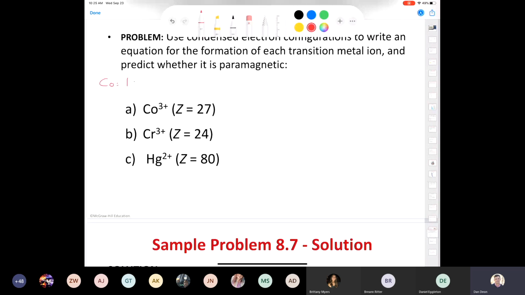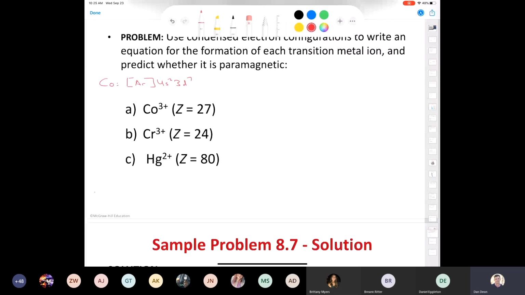Cobalt is 1s2. You know what? Let's just do the condensed form in the interest of time. The noble gas that precedes cobalt is argon. So it's argon. What comes after argon? Then we have 4s2. Then we have 3d. Cobalt is 1, 2, 3, 4, 5, 6, or sorry, 1, 2, 3, 4, 5, 6, 7. 3d7. Sorry, Mr. Dion needs a new prescription.